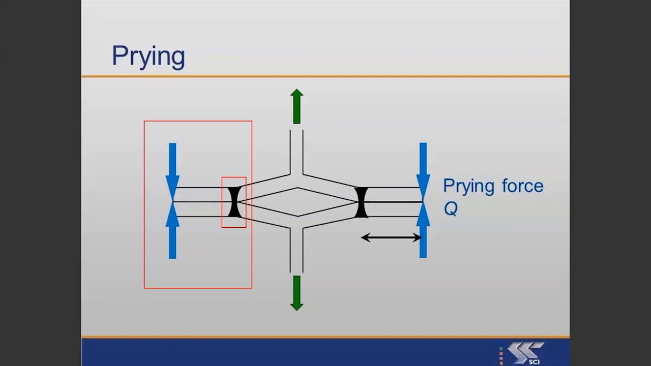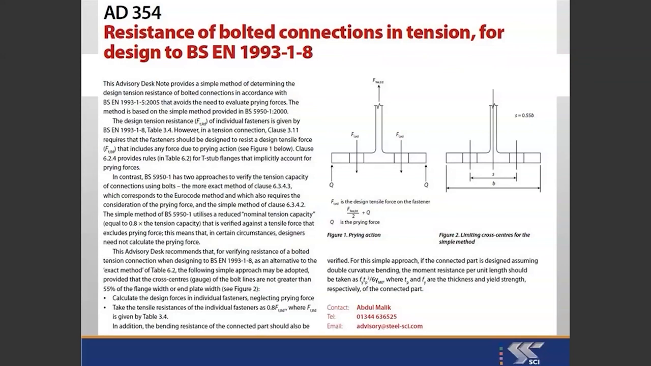of the bolts, which is why in BS 5950 there was that limitation about 55% of the width. So that opportunity to pursue a simple method was there in 5950. It was good physics. So therefore there is an advisory desk note, and here it is, number 354, which applies exactly the same rules that we used to find in 5950, but now presents it in Eurocode nomenclature. So we've got the same limitation over on the right-hand side, 55% of the breadth.